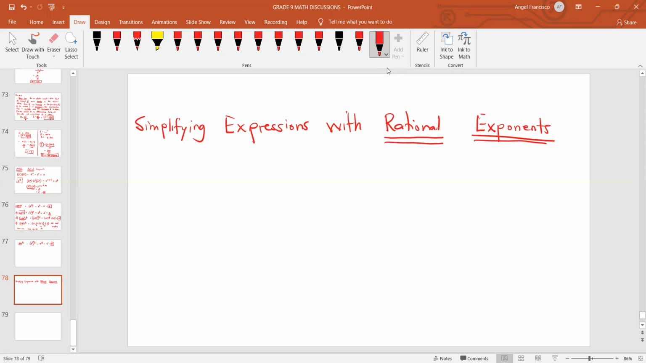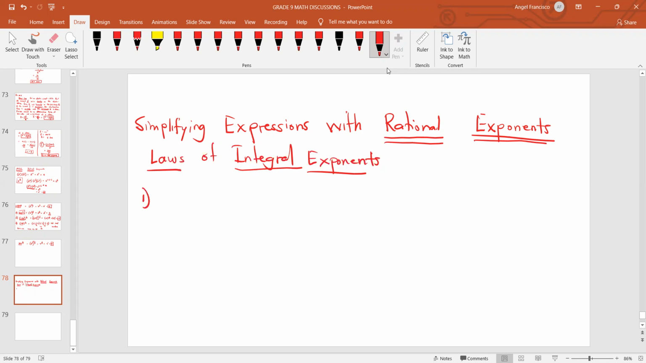So, first, we need to review and know the laws of integral exponents. So knowing the laws of integral exponents, we can simplify rational expressions with rational exponents. Kapag alam natin yung laws of integral exponents, masisimplify natin expressions with rational exponents.